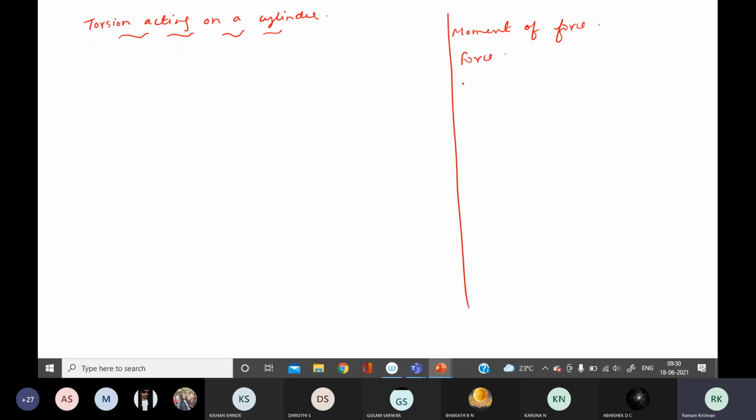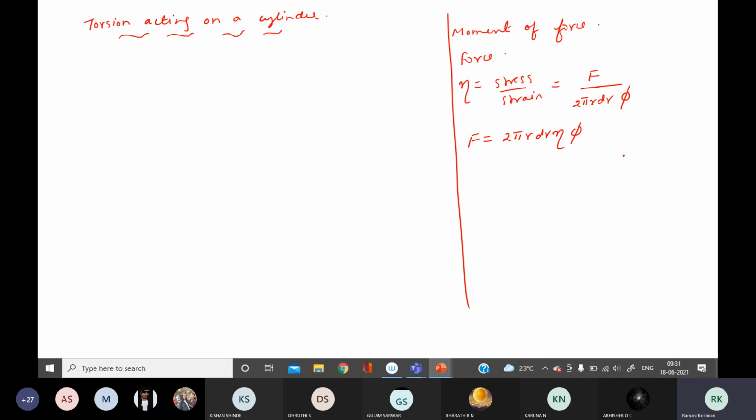Where will I get the force from? We are talking about the rigidity modulus, which is given as stress by strain. Stress is force per unit area. The area of the cylindrical layer is 2πr dr, and the strain is φ, because the body has been sheared through an angle φ. So F is equal to 2πr dr η φ.